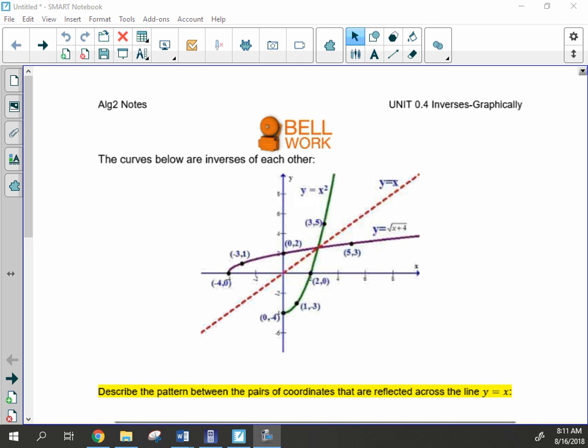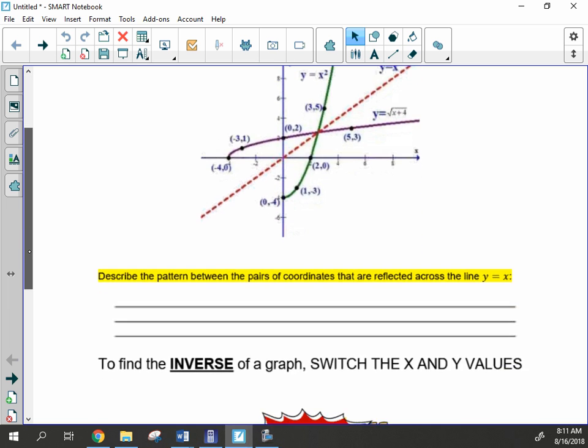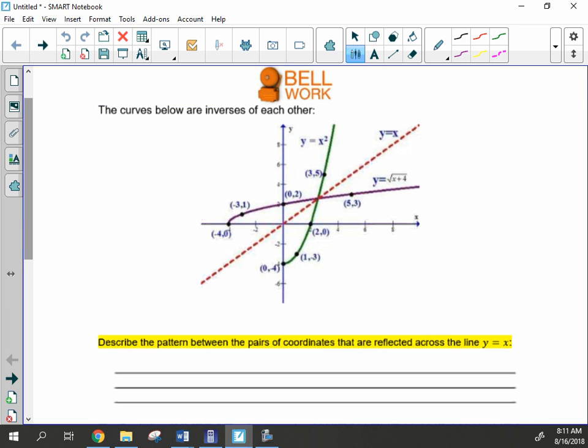Okay, so if we're going to test if two graphs are inverses of each other, we need to look at the points that are reflected across from each other. So basically, these two, these two, these two, and these two. Now what you might notice, let me write one of them down. If I have negative 4, 0 as one of the points, and the inverse is at 0, negative 4, you're going to notice this pattern where all that's happening is the x's and y's are switching.